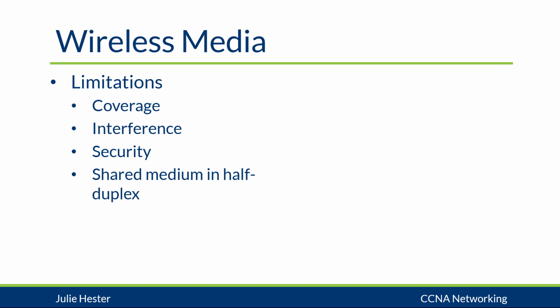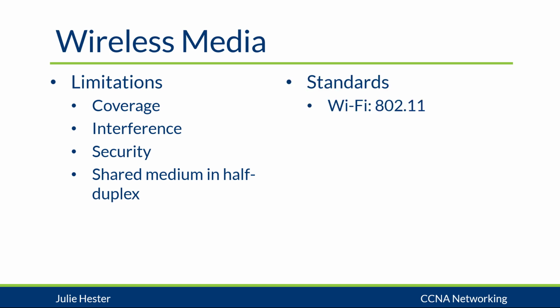First of all, wireless media has a few limitations. We have limitations as far as our coverage area. A lot of times in a building, we may have interference from other items in the building, such as walls or other electronic equipment. We're concerned with security with wireless media. And then finally, wireless media is a shared medium that's going to operate in half duplex. Our modern Ethernet cabling with copper and fiber optics operates in full duplex. That's not an issue for it, but wireless has some additional challenges.